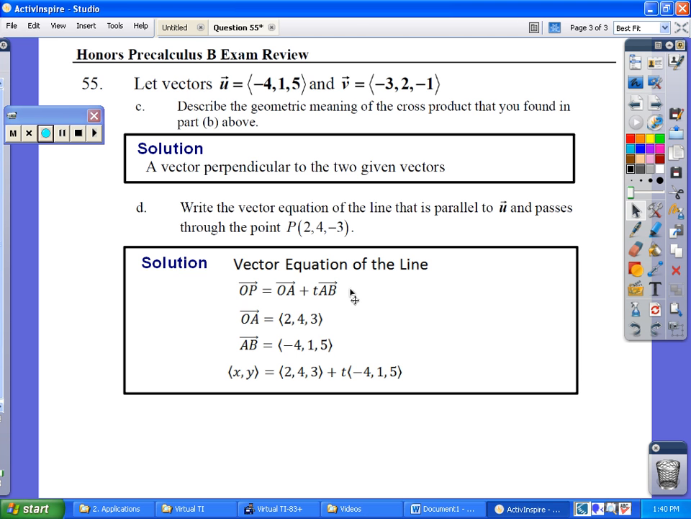Once again, if you remember the vector equation of a line, OP equals OA plus t AB. In this case, since the line passes through P, P is OA. So OA is the vector 2, 4, -3. AB is the vector u, because it's parallel to u. So AB is -4, 1, 5. So the vector equation of the line is x, y, z equals the vector 2, 4, -3 plus t times the vector -4, 1, 5.